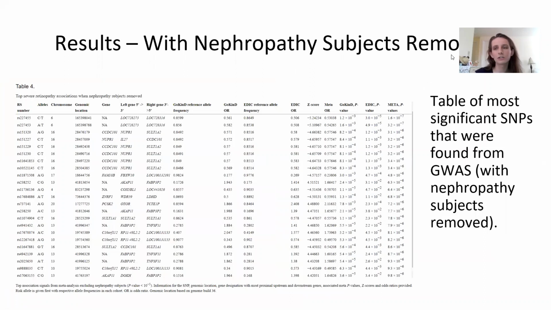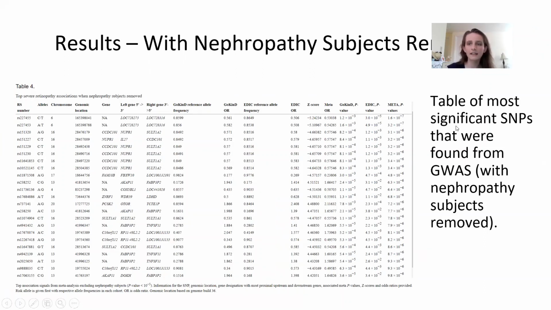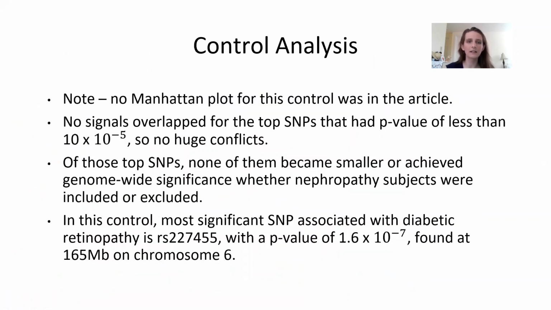So these are the results of the control group with the nephropathy subjects removed. This is a table of the most significant SNPs that were found, and the headers are the same as I explained before. There wasn't a Manhattan plot for this group, but what was found was that there were no signals that overlap for the top SNPs that had a p-value of less than 10 to the negative 5, so there were no huge conflicts in the data. Of those top SNPs, none of them became smaller or achieved genome-wide significance, whether nephropathy subjects were included or excluded.